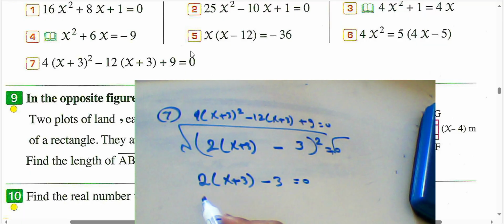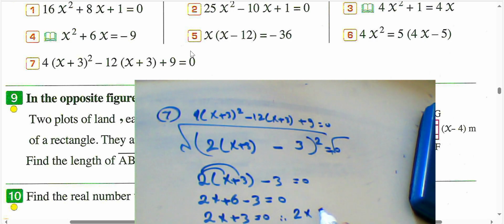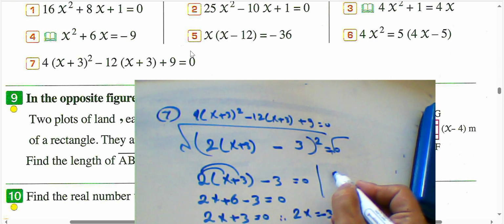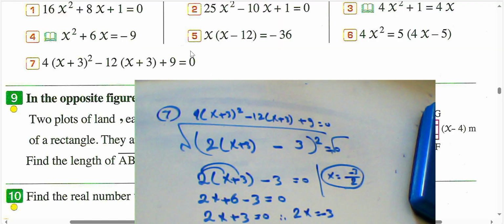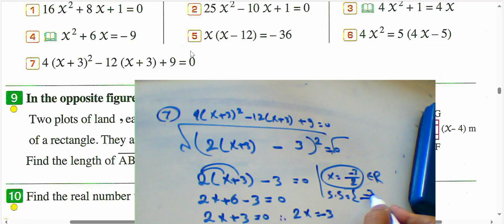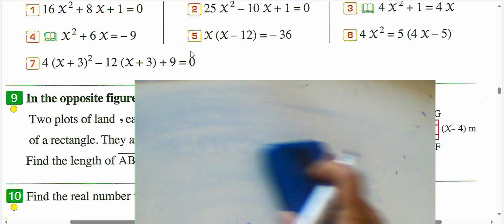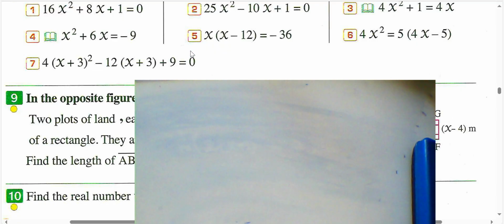You can simplify this by using the distributive property: 2 times x is 2x, 2 times 3 equals 6, minus 3 equals 0. Then 2x equals negative 3, since 6 minus 3 equals 3 and we move it to the left hand side. Then the value of x equals negative 3 over 2. It is a repeated real root, then the solution set here is negative 3 over 2.